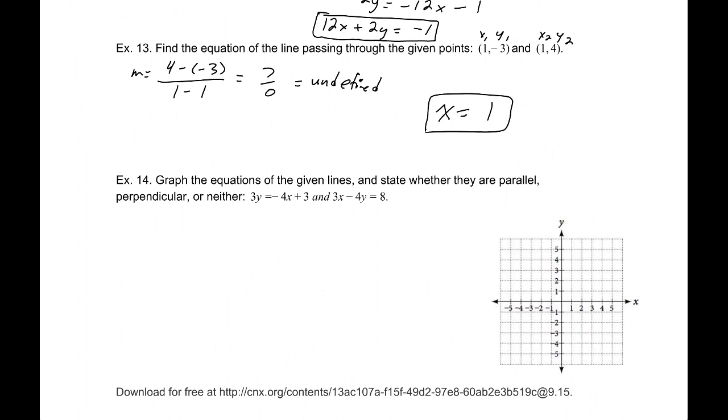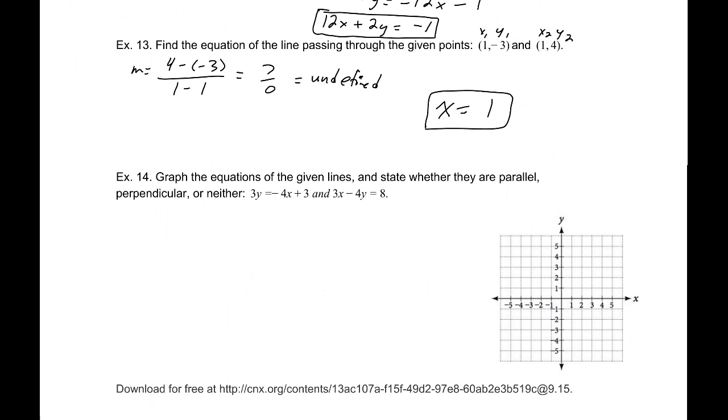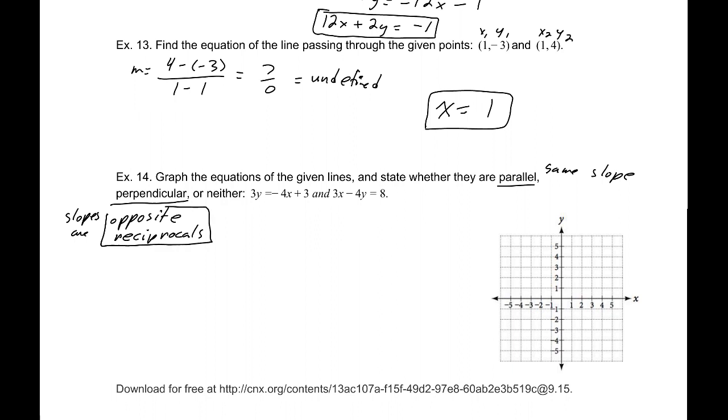Number 14, graph the equations of the given lines and state whether they are parallel, perpendicular, or neither. Okay, well, parallel means they have the same slope when it comes to linear functions. They have the same slope. Perpendicular means they have opposite reciprocals as slopes. The slopes are opposite reciprocals. And neither is every other case.